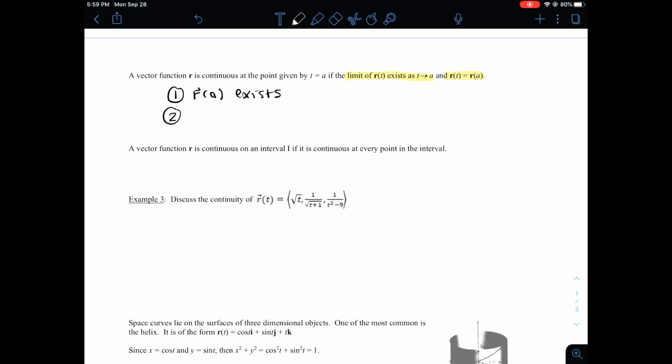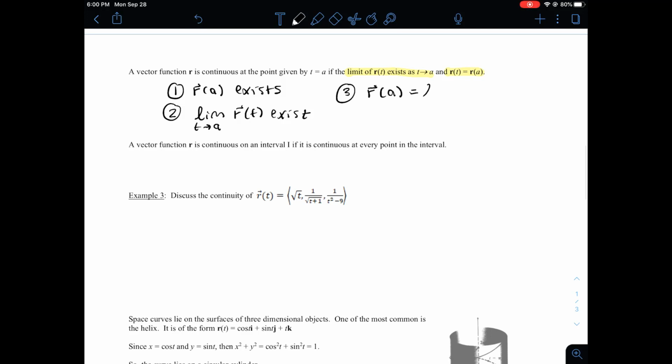2, does the limit as t approaches a of r of t exist? So limit from the left and right. We'll talk about left and right and why it works right now, but why left and right, quote unquote, will not work in chapter 13. 3, that value r of a should be equal to the limit as t approaches a of r of t. Okay, should be equal. That's our definition of continuity from BC Calculus.